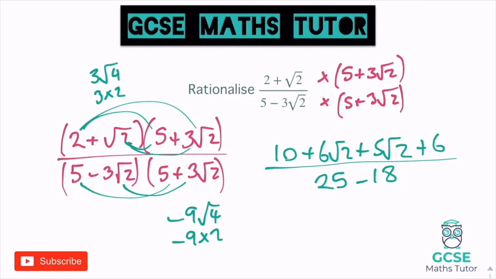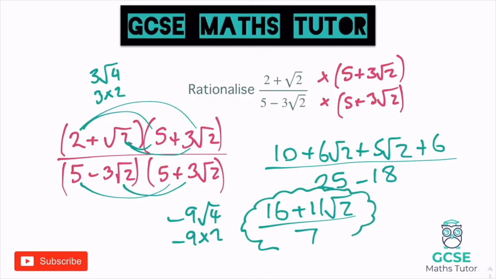And then we just need to tidy that all up. So the 10 plus the 6 on the top is 16. The 6 root 2 add the 5 root 2 is 11 root 2. And then 25 minus 18 is 7. And then neither of those simplify, nothing on the top divides by 7 there. So that would be our final answer for this one. So I've not got any negatives on the bottom this time.